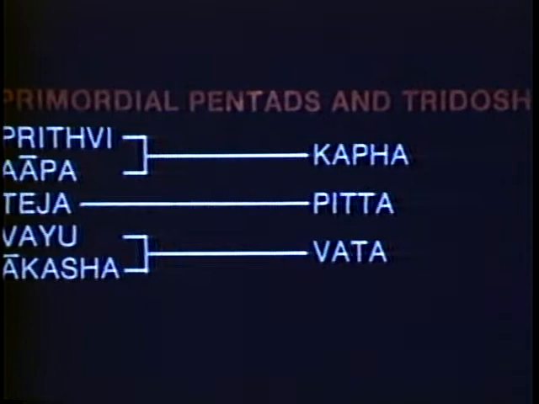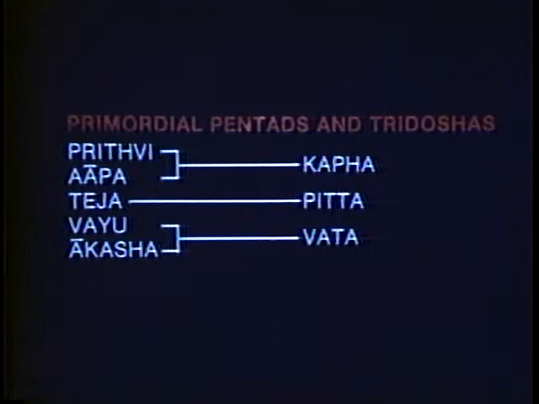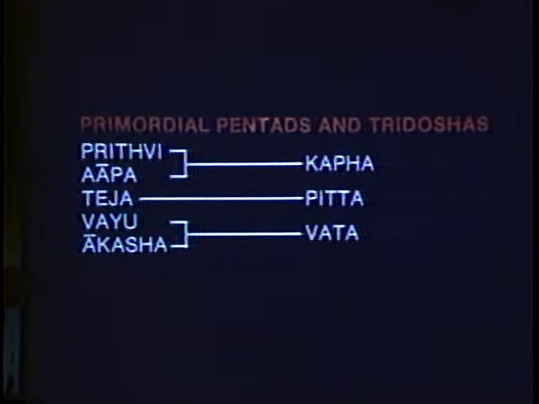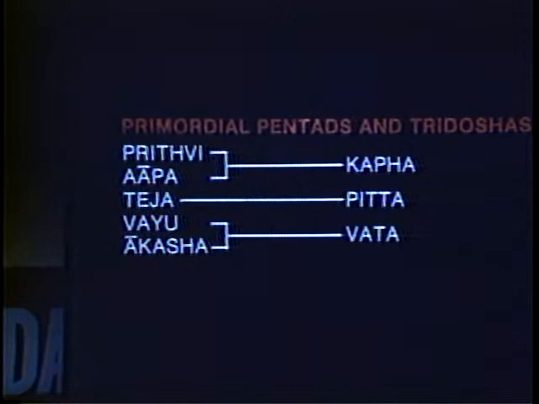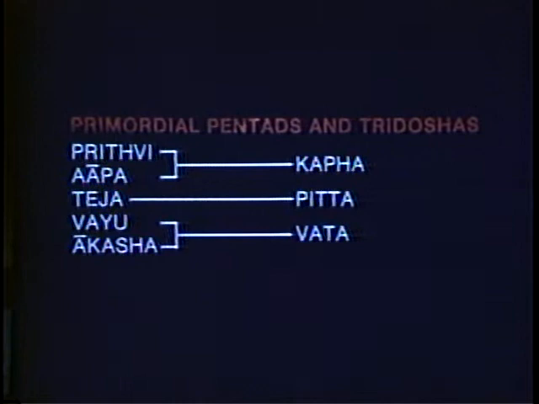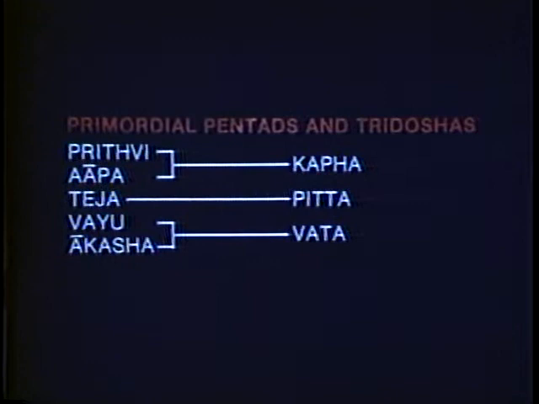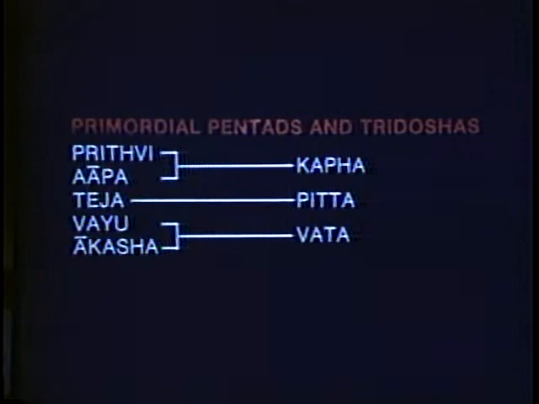Now let us come to the biological humors. From the five primordial pentads, tridoshas or three biological humors, which control all the activities of a man, are formed. Now prithvi, that is hardness, and fluidity form together the biological water humor or kapha. Teja in a minute form in the human body forms biological fire humor or pitta, and vayu and akasha form biological air humor or vata.